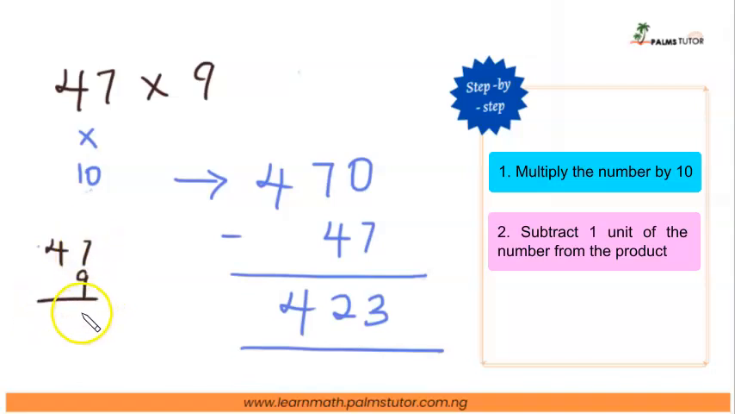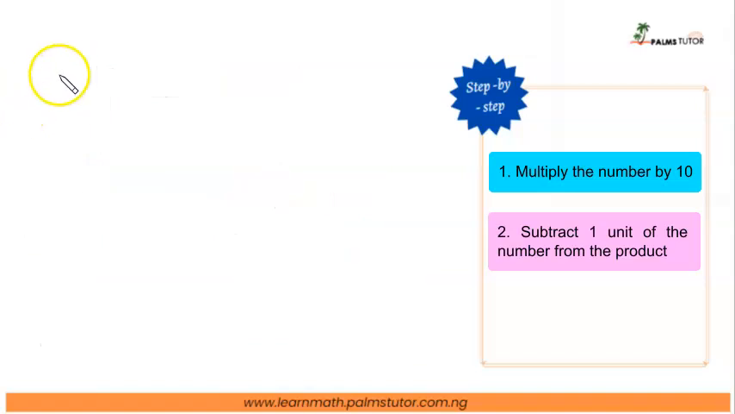So if you multiply these by column, let's say you have 47 here in the corner, 47 times 9. 9 times 7 is 63, so we have 3, carry 6 to the tens place, and 9 times 4 is 36, 36 plus 6 is 42, so you see we have that.